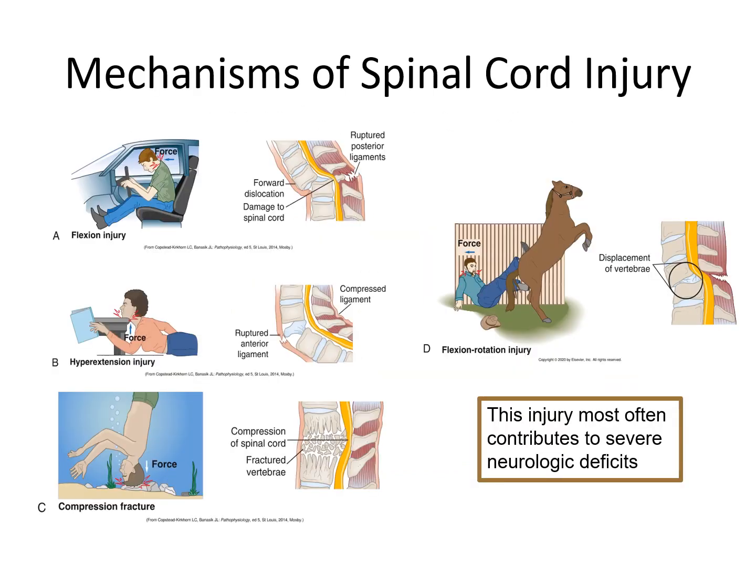The major mechanisms of injury include flexion, flexion rotation, hyperextension, vertical compression, extension rotation, and lateral flexion. Flexion rotation injury is the most unstable because ligaments that stabilize the spine are torn. This injury most often contributes to severe neurologic deficits.